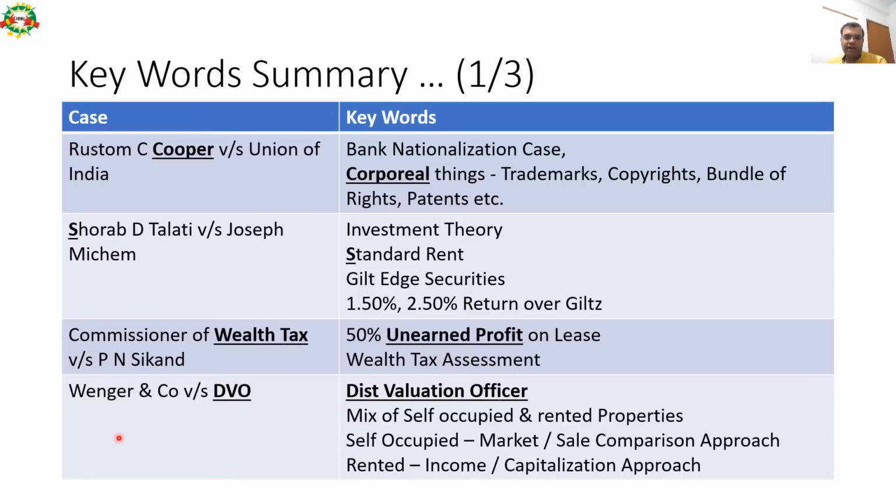In case of Wenger and Company versus DVO, if the keywords district valuation officer are given in the question, then please click on this case study. Then the examiner is talking about this case, Wenger and Company versus DVO. So the district valuation officer keyword will most likely be in the question. Other keywords that could appear would be a mix of self-occupied and rented properties. In case of self-occupied, the market sale comparison approach is required for valuation, and in case of rented property, the income or capitalization approach should be used for valuation.